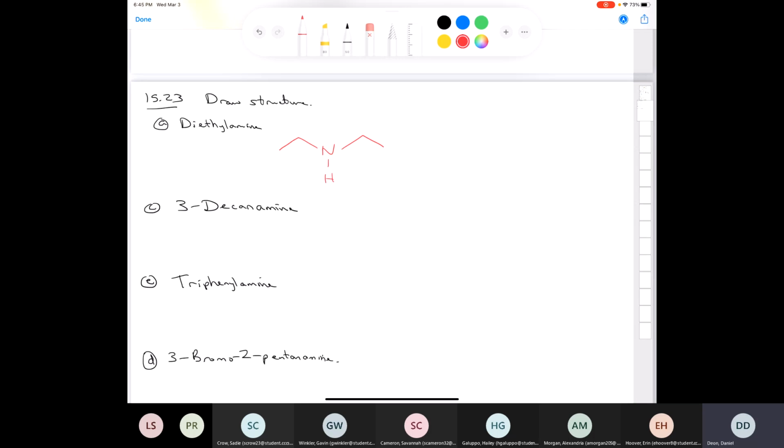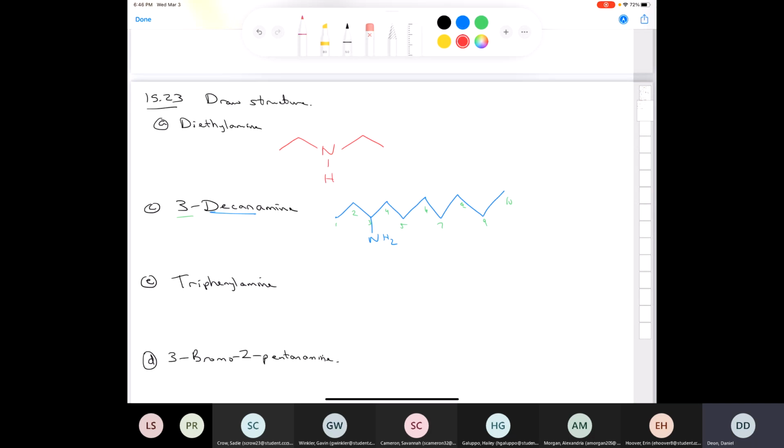Let's see. The next one is 3-decanamine. So if you have decanamine, it means you've got 10 carbons in your chain. So look, we've got 1, 2, 3, 4, 5, 6, 7, 8, 9, 10. And if we number these, 1, 2, 3, so on and so forth, like that. On the third carbon, we should have our amino group. So we have 1, 2, 3, and we have our amino group like that. So that's 3-decanamine.